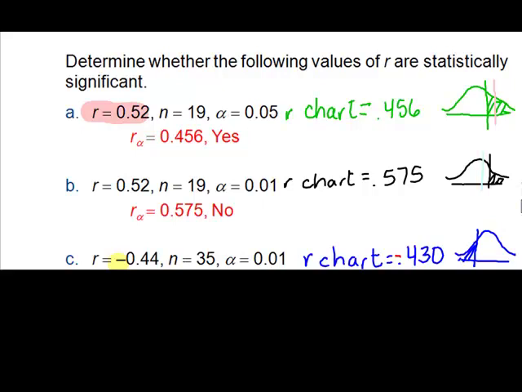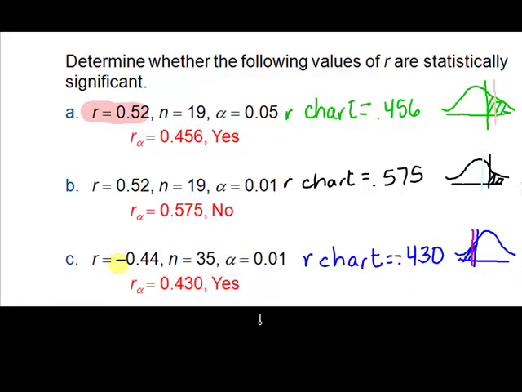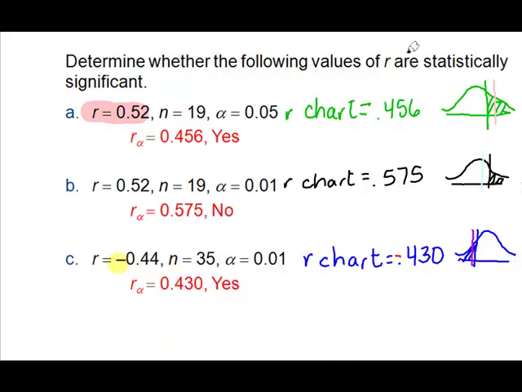Where does my calculated Excel value fall? Negative 0.44. Is this in the rejection region? Yes. So in correlation testing, you have statistically significant evidence, or enough evidence to show a statistically significant difference between the calculated and the critical value, if the calculated value is in the rejection region.